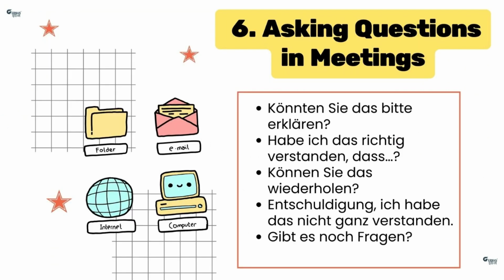Next, phrases which you can use for asking questions in meetings. The first one, können Sie das bitte erklären? Second, habe ich das richtig verstanden? Third, können Sie das wiederholen? Wiederholen means to repeat. So, can you please repeat that? Next, Entschuldigung, ich habe das nicht ganz verstanden means excuse me, I didn't understand it properly. And the last one, gibt es noch Fragen? means are there any questions?